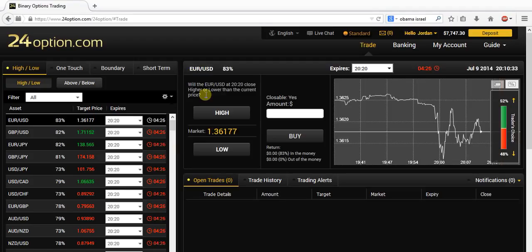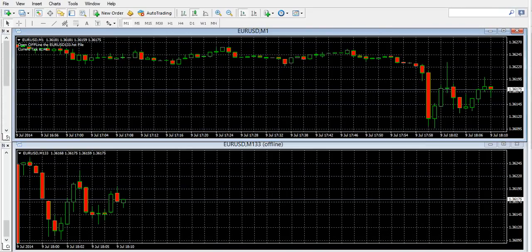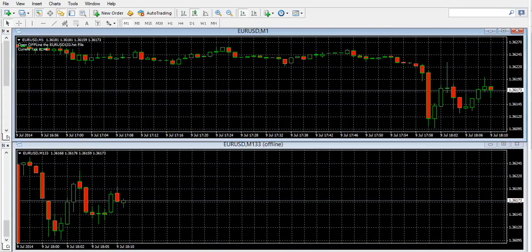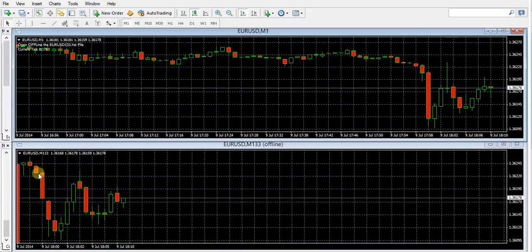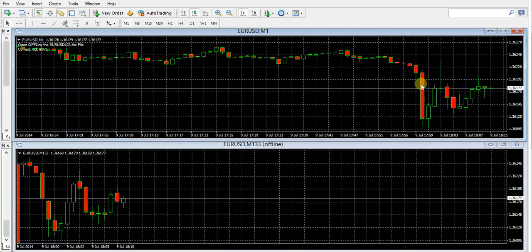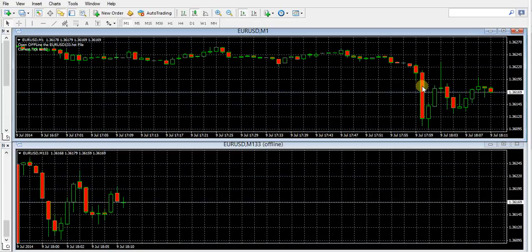So I have here my 24Options account ready for me to trade. I'm going to make a $500 trade. But I'm not going to make the trade, obviously, until I have confirmation of the trend. And what do I mean again by confirmation of the trend? You're looking for the same production and the same development of candlesticks, both in the 133 tick chart and also in the M1 60-second candlestick chart.